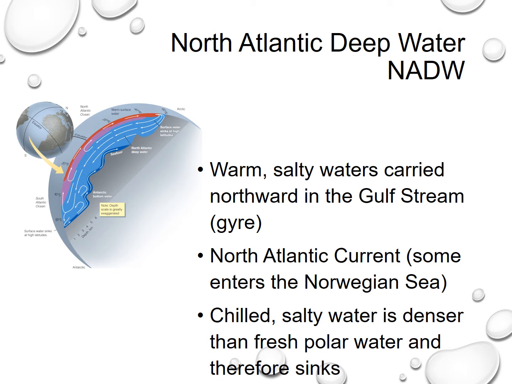So the North Atlantic deep water is formed by that warm, salty water that is carried northward in the Gulf Stream and the North Atlantic Gyre. Some of that water enters the Norwegian Sea. Here that chilled, dense, salty water is denser than the fresh polar water and therefore sinks. So this is the formation of the North Atlantic deep water.